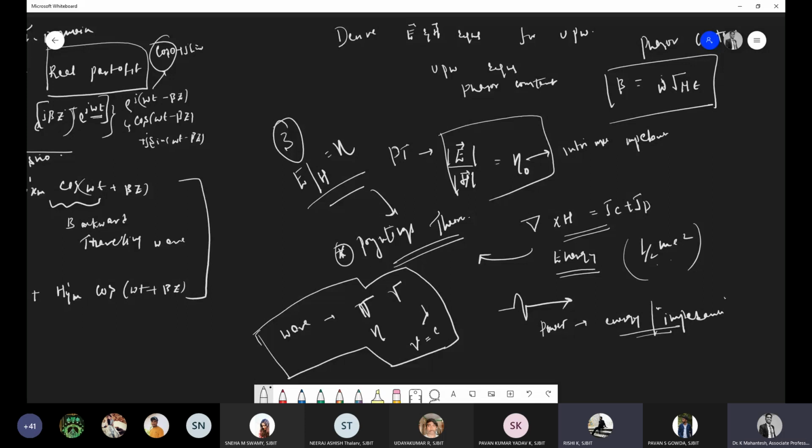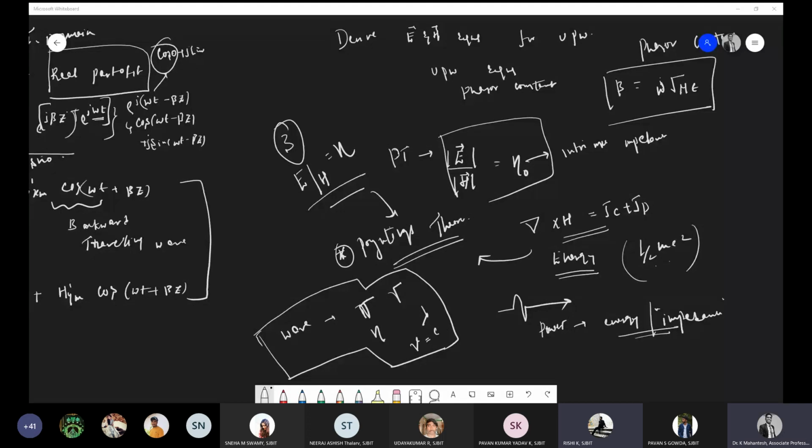Hope you understood this derivation for E and H fields in uniform plane waves. You can also say uniform plane wave equations for E and H in time domain. If you have any doubts, just let me know.